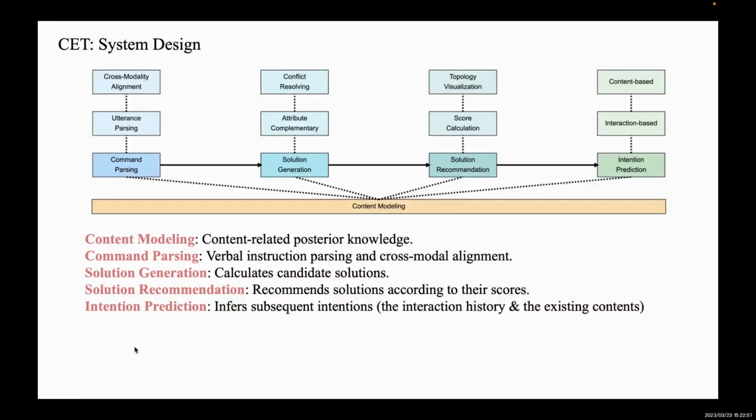CET's system design is divided into 5 parts, with the most fundamental being mathematical modeling of the editing content, which contains content-related knowledge. During command parsing, CET parses the user's verbal instruction and aligns it with the user's gesture. Solution generation is the core of CET, in which CET calculates possible solutions based on the user's instruction and recommends them to the user based on their scores. Finally, CET predicts the user's subsequent behavior and waits for the user's next round of operations.